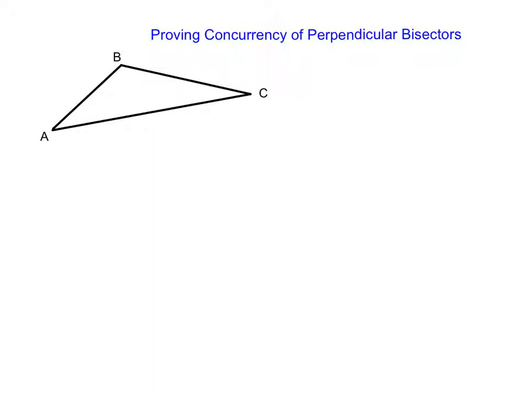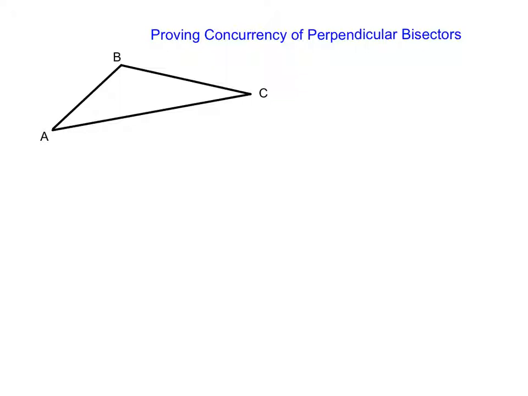Hello there. In class we talked about circumcenter, and it has this rather remarkable property that it is the point of concurrency of the perpendicular bisectors. So in this video we're going to go over why the three perpendicular bisectors of any triangle all have to intersect at the same point, because that's a rather remarkable property.